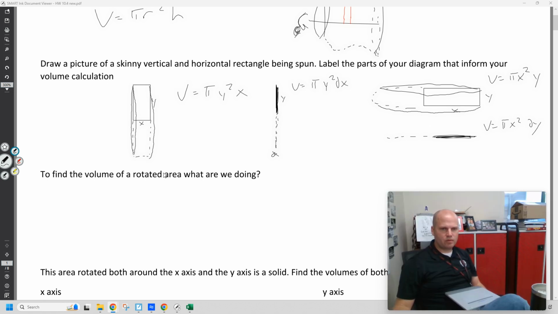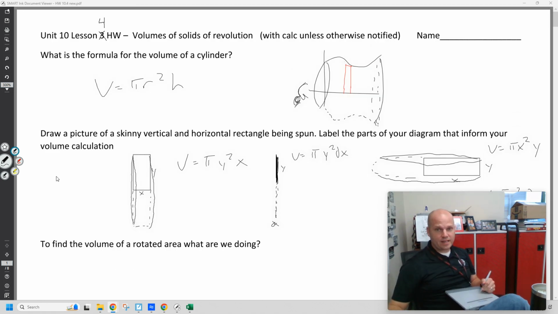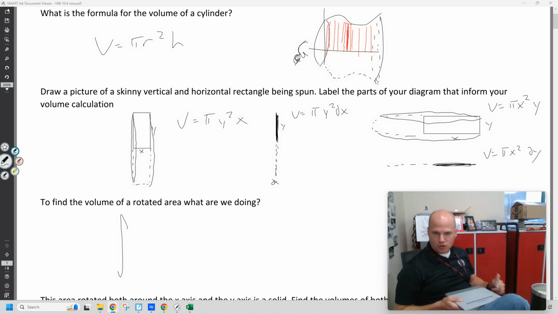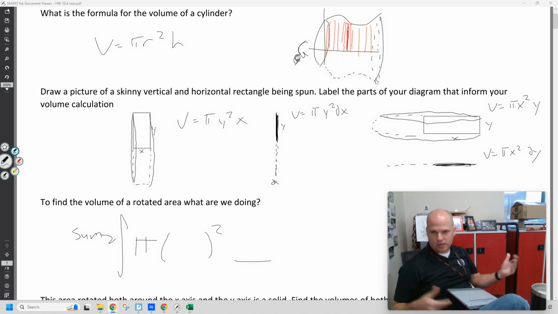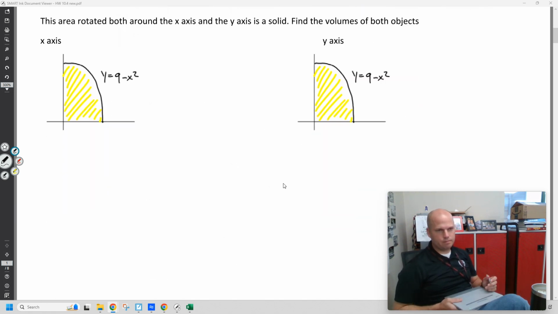To find the volume of the rotated area, what are we doing? Well, we're going to find our friend, Mr. Rectangle, who's skinny, and we're going to sum up an infinite amount of the rectangles getting spun. We're going to use our friend Mr. Integral, Mr. Sum. We're going to sum up all these pi r squared h's, where this is x or y and this is dx or dy, depending on the situation. All right, so let's do it.